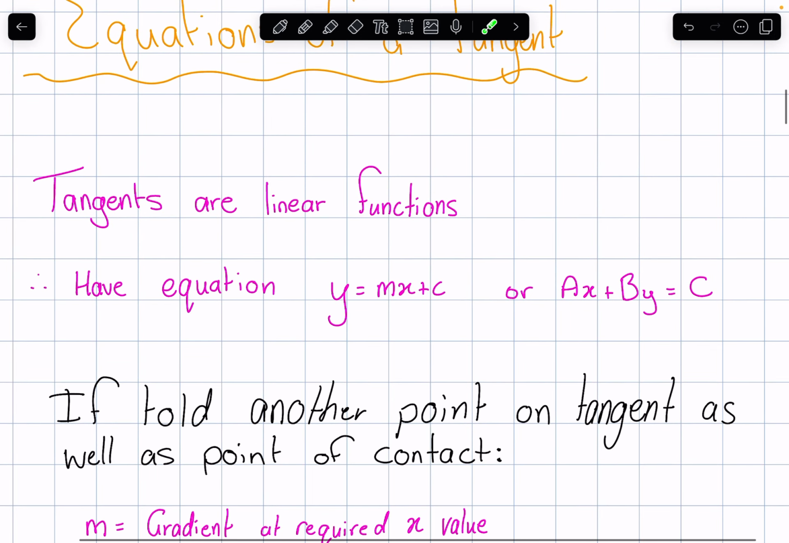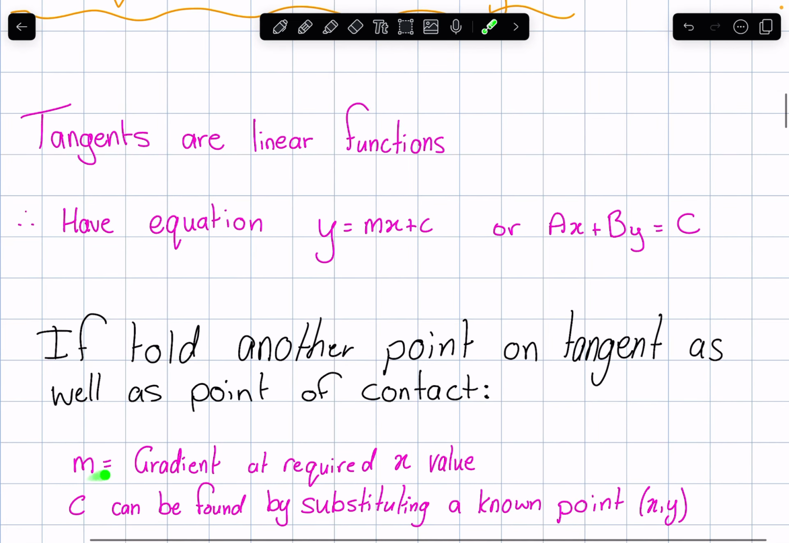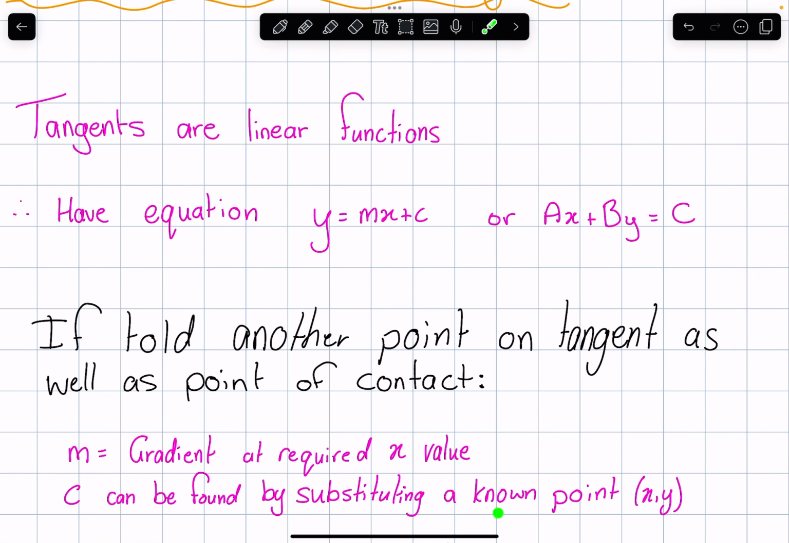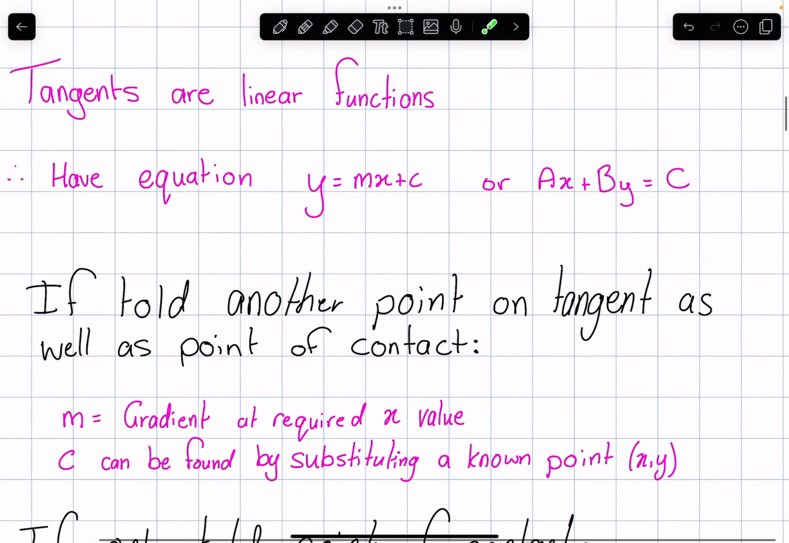So if we're told another point on the tangent as well as the point of contact, then m is the gradient required at the required x value, so we can just find the gradient between 2 points. c can be found by substituting the other known point into y equals mx plus c, using the m value we know from the gradient, to find that c value.